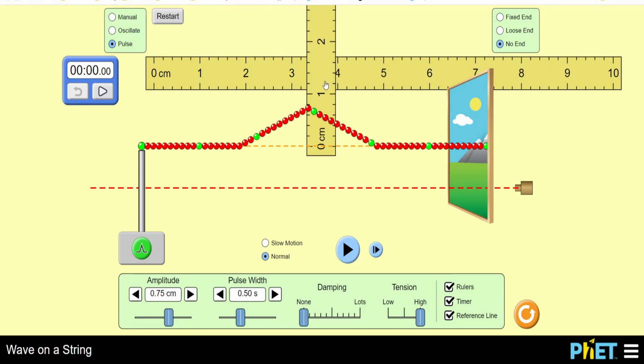So these are the terms you need to know for understanding and doing practice with waves going forward.